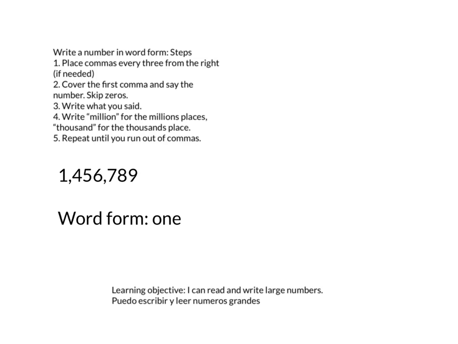Step 4 is write million for the millions place and thousands for the thousands places. So the millions places are over here after the second comma. So I do have another comma and I have the word million. 1 million.